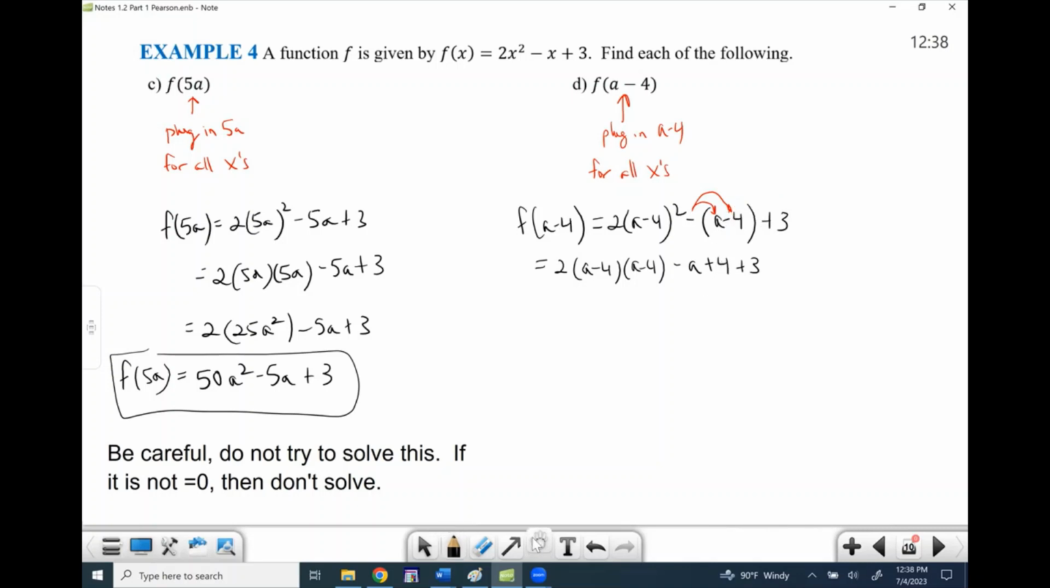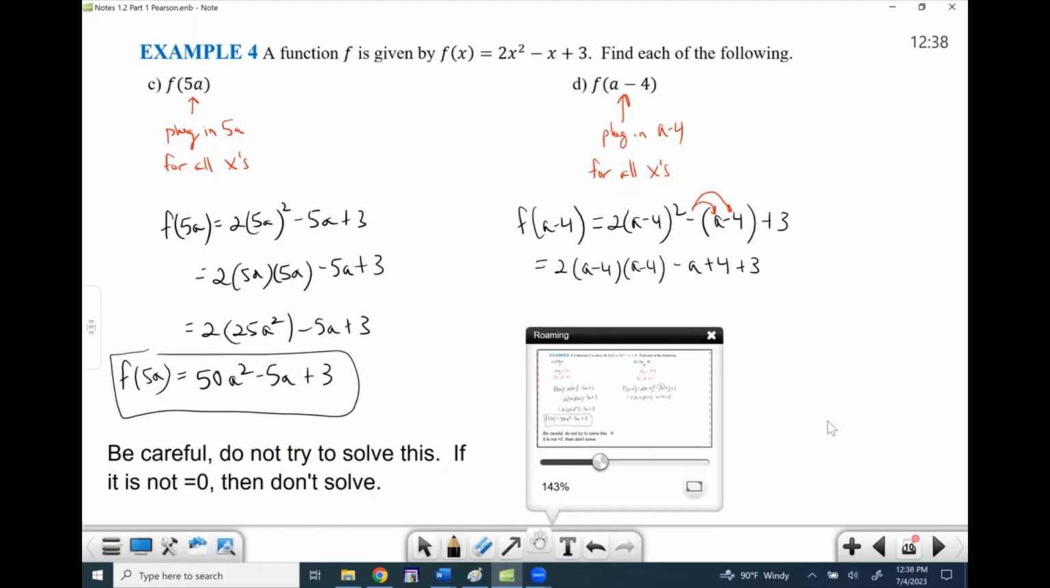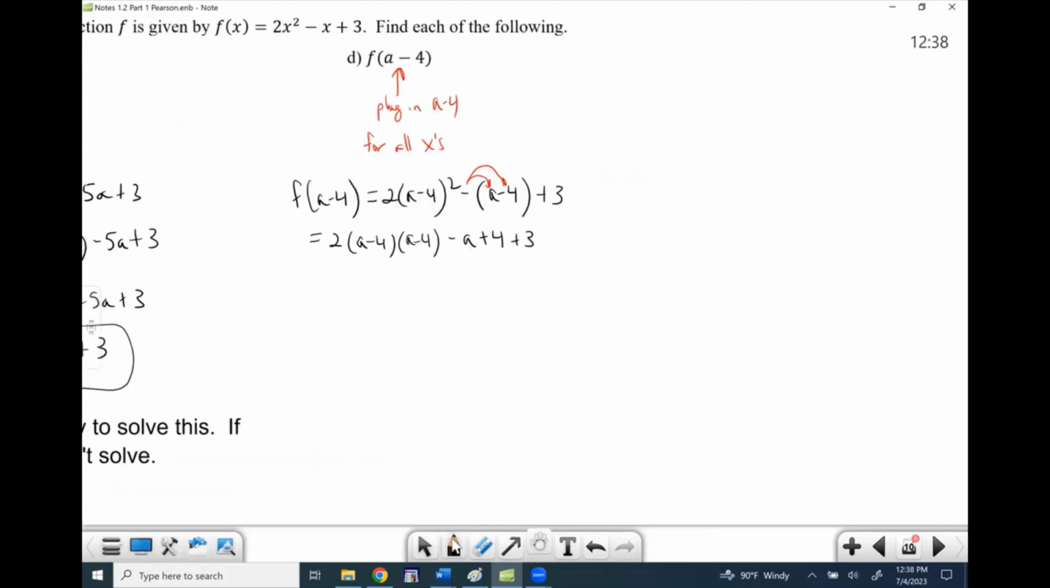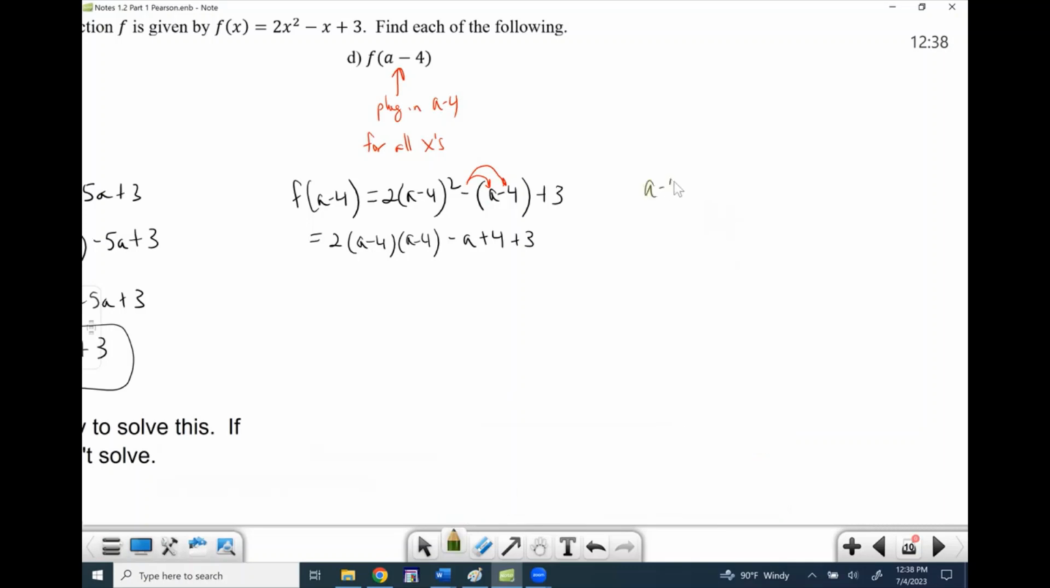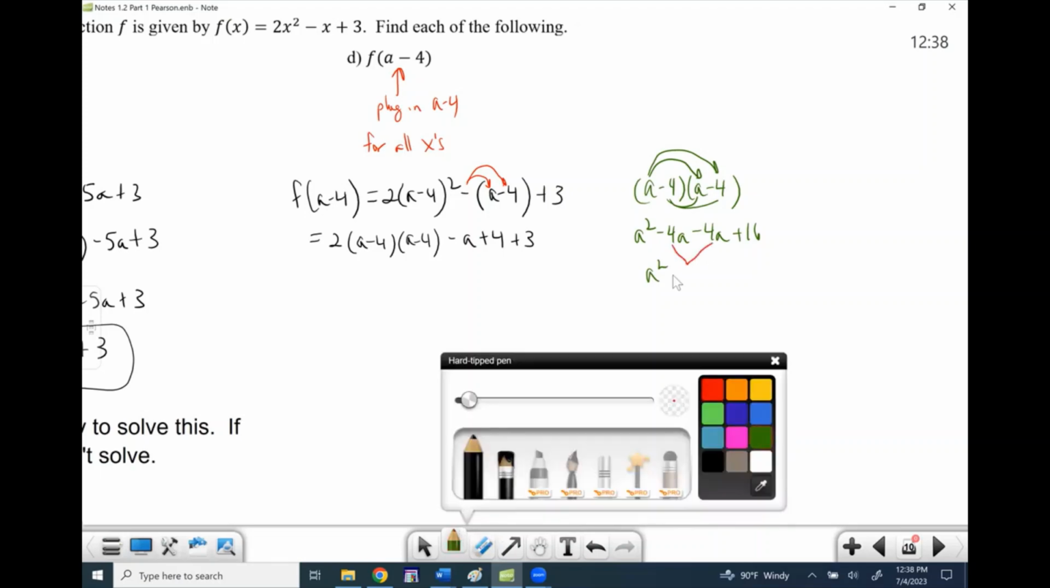So let's do some of the dirty work off to the side here. So what I mean by that is we got to FOIL out a minus 4, right? And there's formulas and stuff for this, but I try to use the least amount of formulas possible because, you know, it's hard to memorize a lot of stuff. And these middle two always combine. So negative 4a and negative 4a make negative 8a.